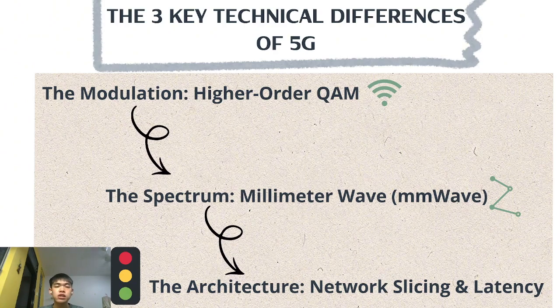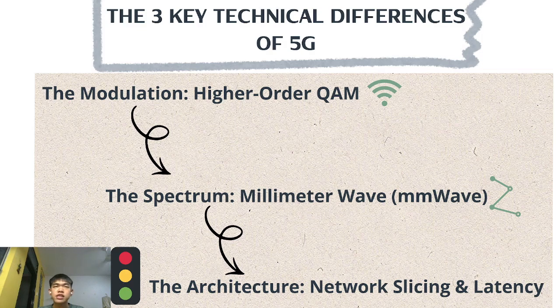First, remember how we learned about shifting the phase? 5G takes that to the extreme. It uses 1024 QAM, meaning it shifts the signal to 1024 specific positions to carry way more data per second than 4G ever could. Second, it uses millimeter waves. They are high frequency waves that allow us to use massive antenna arrays, called massive MIMO, to send focused beams of data to individual users, rather than broadcasting in a circle like a radio tower.